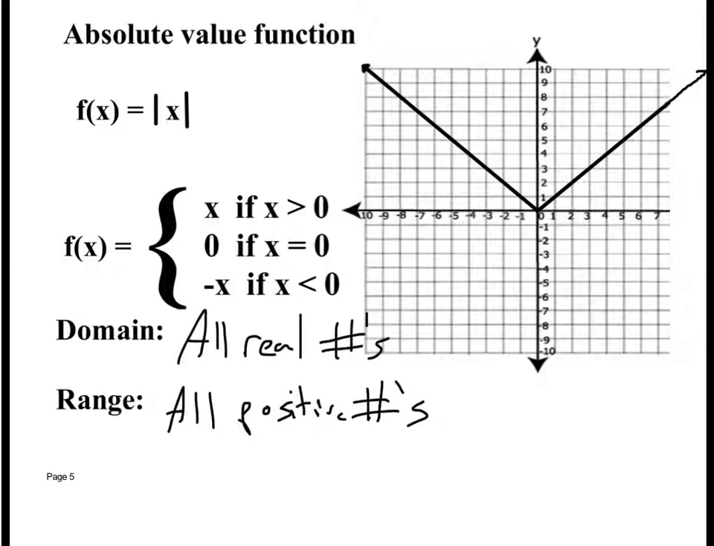Because are there any y coordinates that are negative? No. But it continues on. So everything from 0 on, you could also write it like this. y is greater than or equal to 0, because it's anything 0 and up. Any questions on the absolute value function?